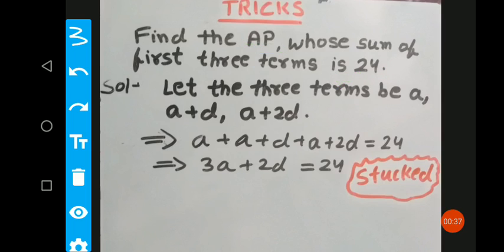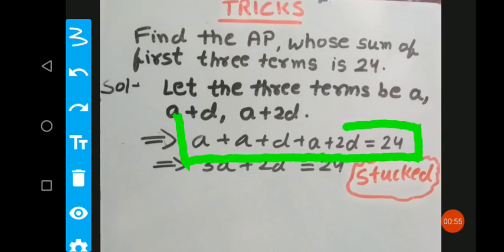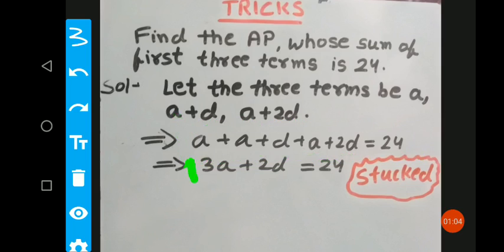We will take the first term as A, second term as A plus D, and third term as A plus 2D. Okay, so after we solve, what we will get? A plus D plus A plus 2D is equal to 24. And then what you will get? 3A plus 2D is equal to 24.